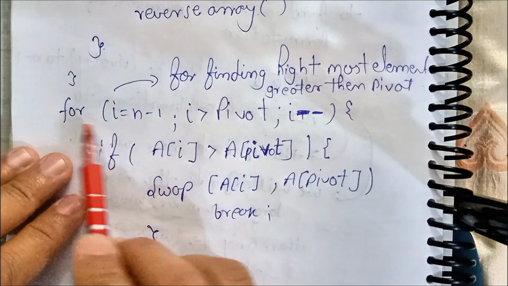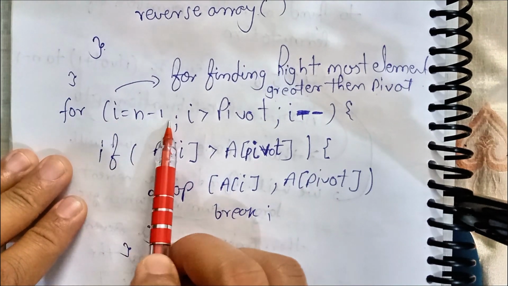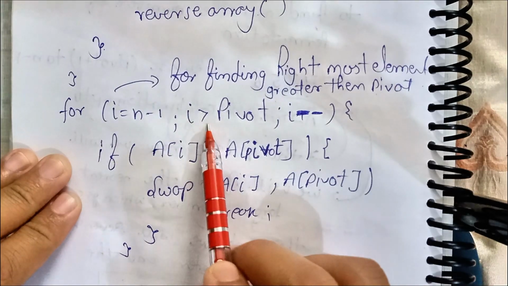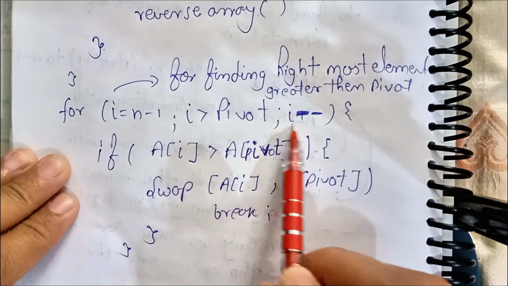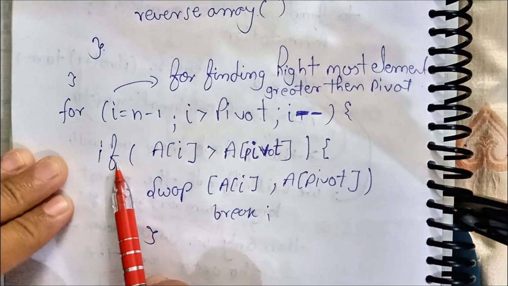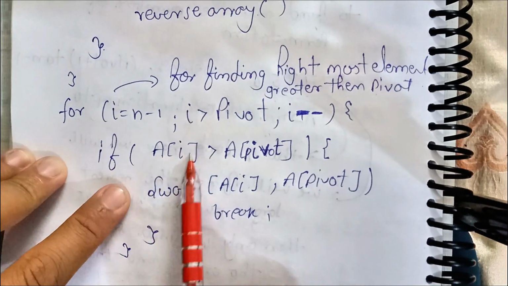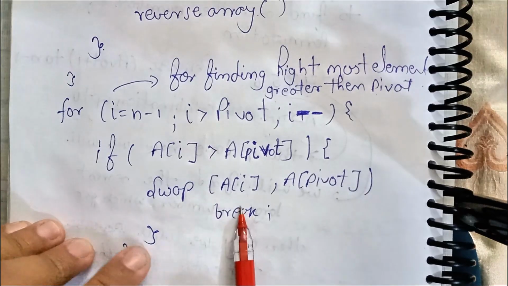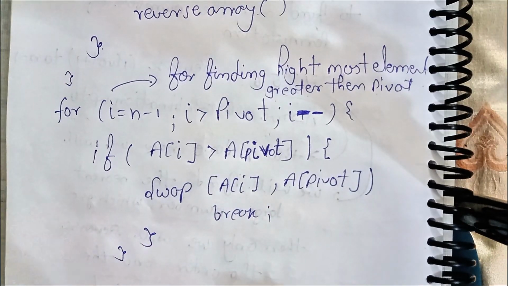Here we have one for loop. I should start from n-1, from the last element, and I should be greater than the pivot element, and we will decrement the value of I. Here we check the first condition. If array of I is greater than array of pivot, then we will swap the value of array of I with array of pivot, which we have already done, and break the loop.